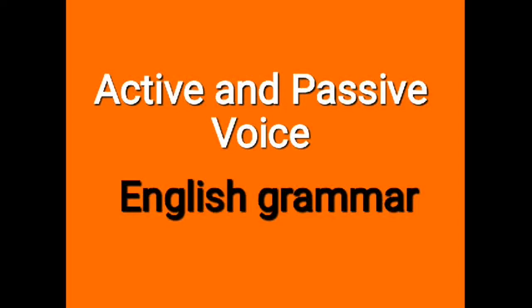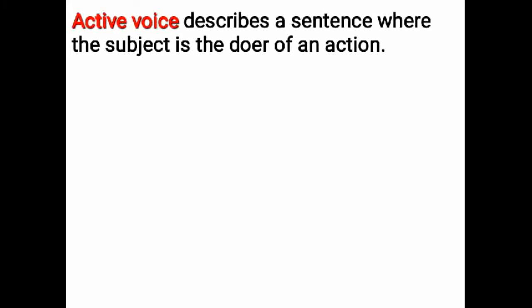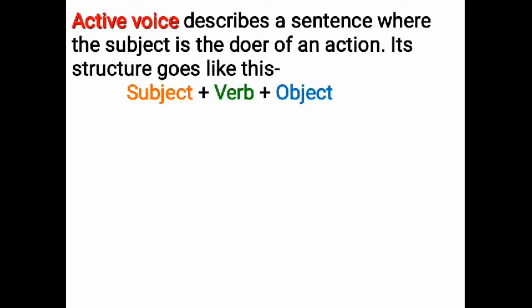Today I am going to teach you active and passive voice English grammar. Active voice describes a sentence where the subject is the doer of an action. Active voice means the subject performs the action of a verb in a sentence. The structure of active voice in a sentence is subject plus verb plus object.